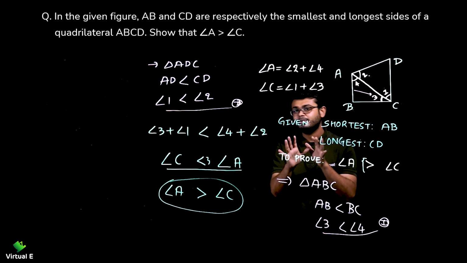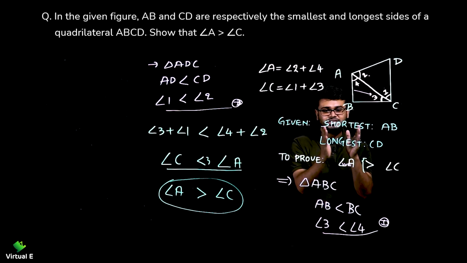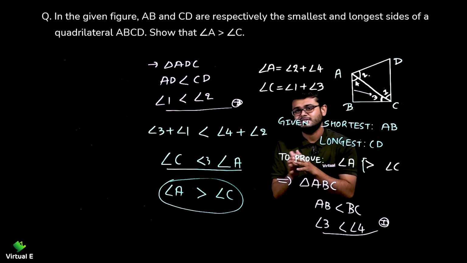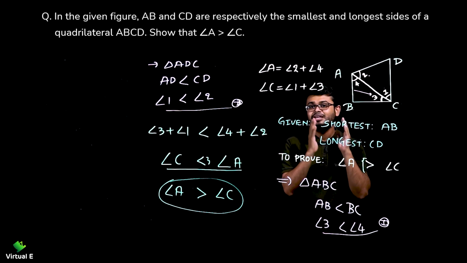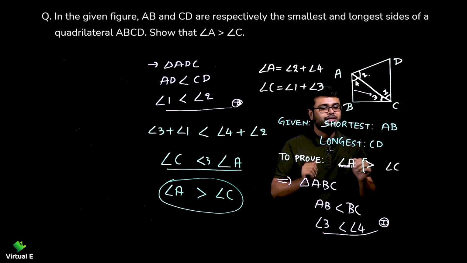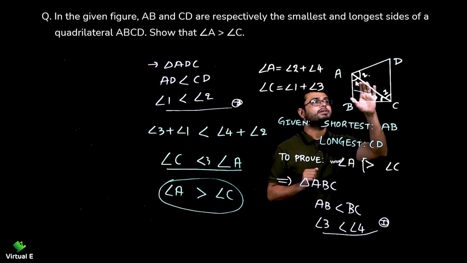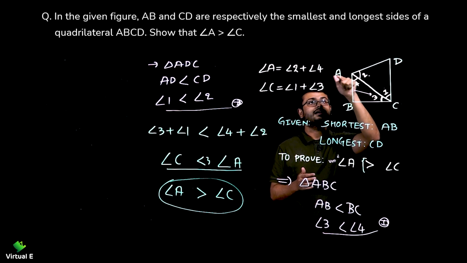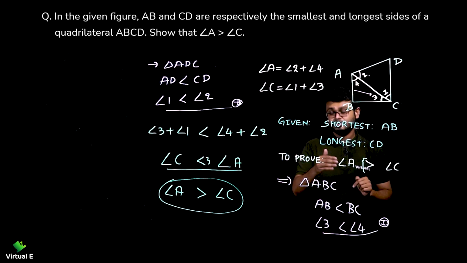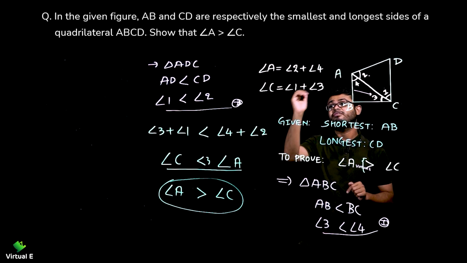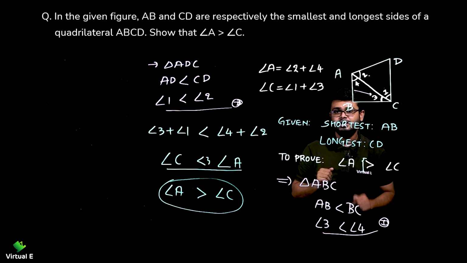This is also a very simple question, right? We use this condition. So far we were having angles with us, right? This time we have the sides, shortest and longest, of this quadrilateral ABCD. So we divide it into two parts, the quadrilateral as well as the angles, which are angle A and angle C. Angle A is divided into 2 and 4, angle C is divided into 1 and 3.